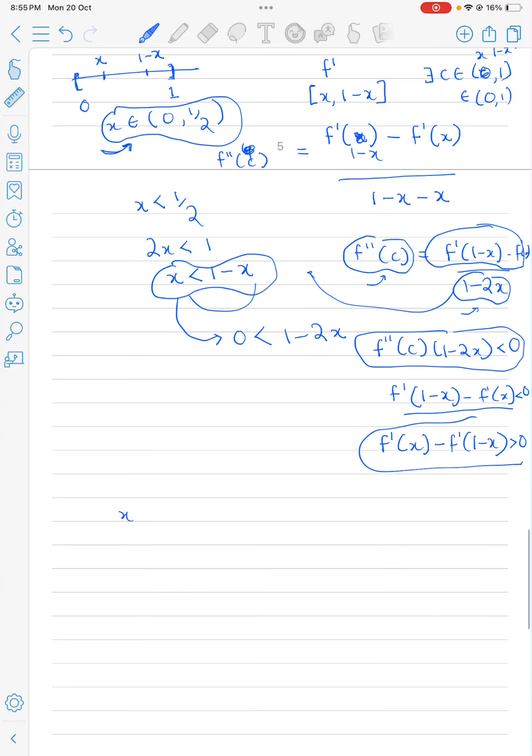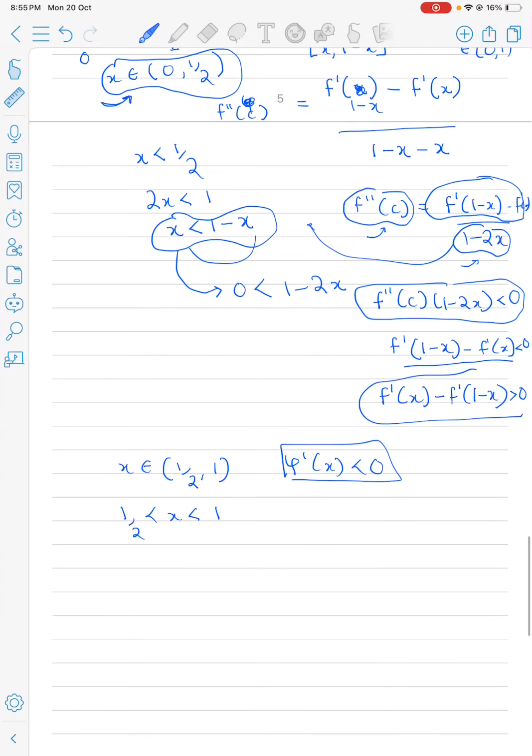Now let's say x is between half to 1. I will show that f dash x is less than 0. That means it is decreasing. I will show this. How do I do it? Again, same. x is between half to 1.